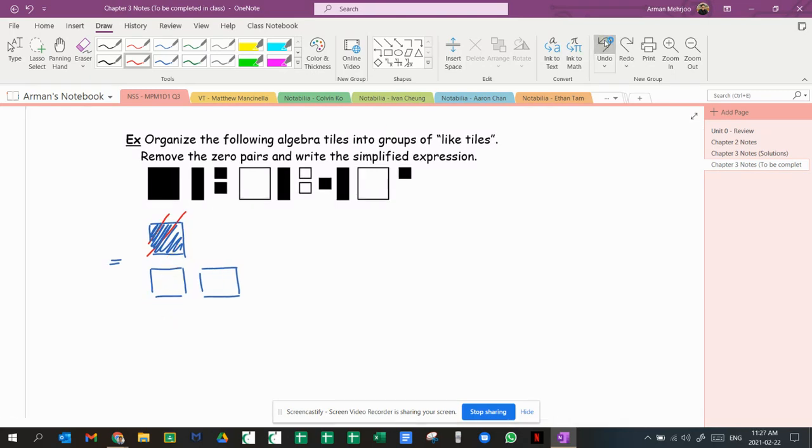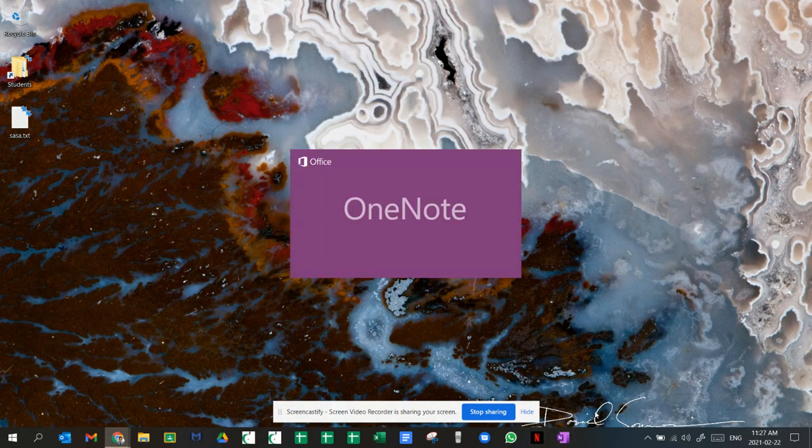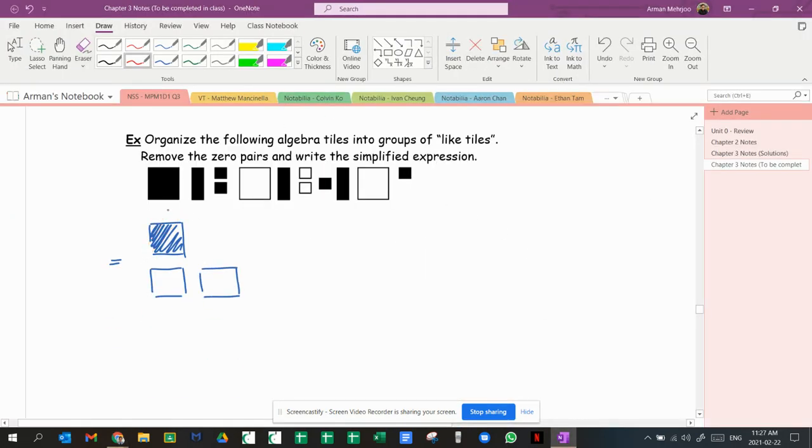Or the way we might have done it in class is I might have drawn a line like this through it. Let's keep going though. Let's keep putting my like terms down. It looks like I have 3 x's, and then it looks like I have 1, 2, 3, 4 positive ones and 1, 2 of the negative ones.